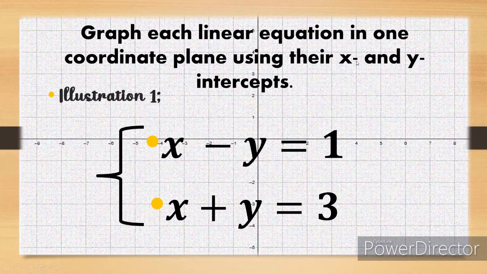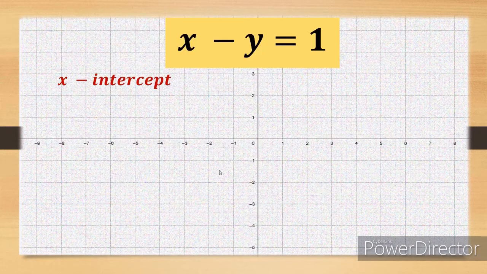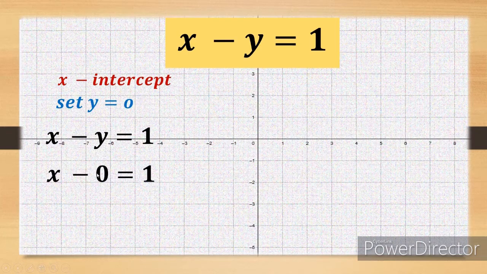Let us use the x and y intercept. Again, sa pag-graph ng lines using the x and y intercept, first step na gagawin natin is, obviously, find the x and y intercept. So, this is the first equation. So, in finding the x-intercept, set y as 0. Substitute lang natin si 0 kay y. We will be having x minus 0 equals 1. So, ang ating x-intercept is 1.